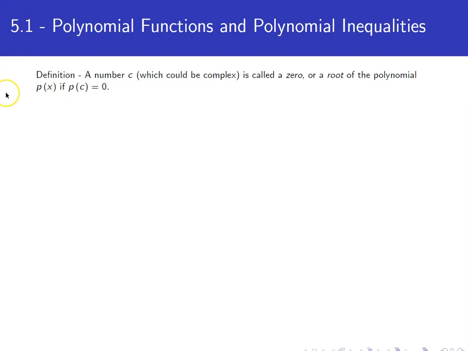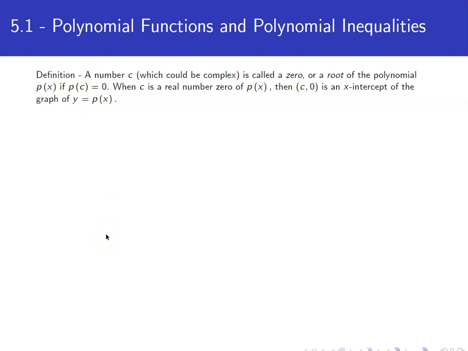One of the things we're going to be interested in for polynomials is finding their zeros, or finding their roots. So we call a number c, which could be a complex number, it doesn't have to be a real number, a zero or a root of the polynomial if, when we plug the number into the polynomial, we get 0 out.